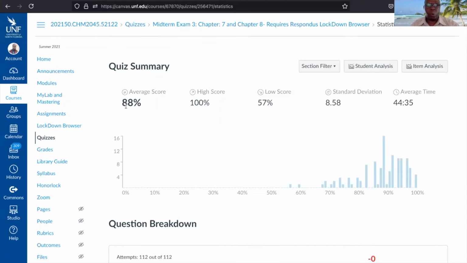The average score was 88 percent. I believe midterm exam number 2 was 87, and I think exam number 1 was 89. Everybody or majority of the class, they are right here. The highest score was 100%, lowest was 57. Please work hard. As far as the final and the two more quizzes, quiz number 9 and quiz number 10, I'll share more information as we go along.